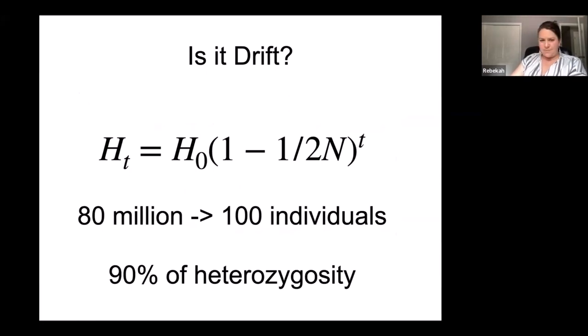We think if that happened, you would have lots of signatures of dead shells. You know, these things leave behind evidence. They leave behind shells. They're good for paleontology and archaeology. You could take 80 million individuals down to 100 individuals and keep it there for the past few hundred years. Even if you did, you would be at more than 90% of your heterozygosity.